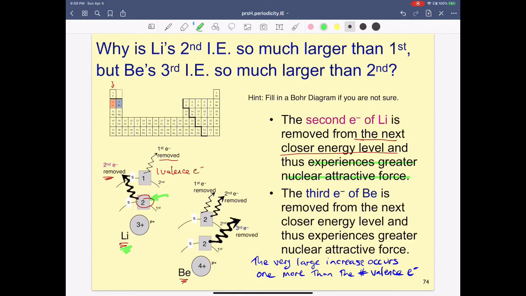Whereas for beryllium, the first electron is removed and it costs some value. I don't have it memorized. The second one removed would cost a little bit more, as represented by my slightly bolder arrow. But then the third electron that's removed now is in the first energy level, meaning that the third electron of beryllium is in the next closer energy level, experiencing a much greater nuclear attractive force.